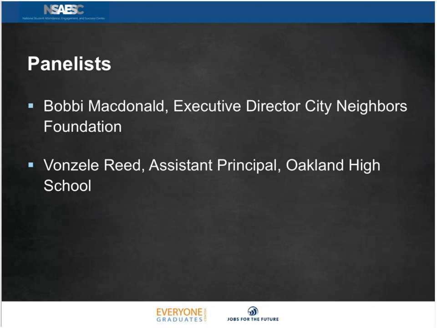So without further ado, Bobby is currently the Executive Director of City Neighbors Foundation. She's a founder and served as the first board president of City Neighbors Charter School in Baltimore, Maryland. She was selected by the Annie E. Casey Foundation as one of 16 leaders from across the country for the Children and Family Fellowship. Bobby taught early childhood education and kindergarten in 2 university child development laboratory schools and served as literacy trainer for Head Start and the Children's Literacy Initiative.